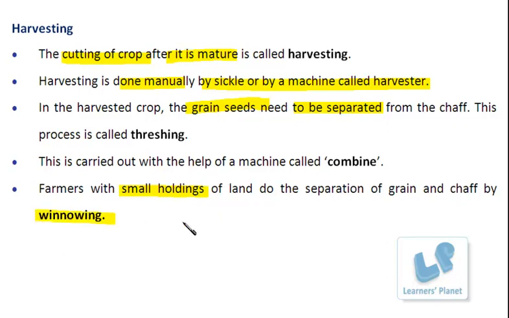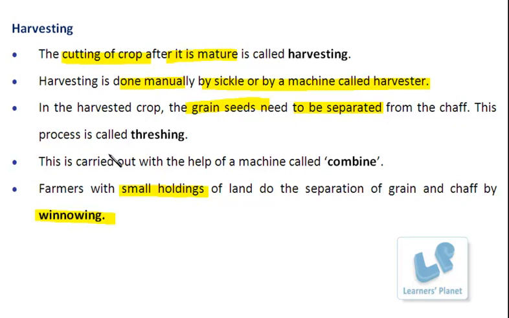In that condition, wind plays a very important role. The seeds, along with the chaff, are allowed to fall from a particular height, and as they fall, due to the wind, the chaff is separated and collected at a longer distance, and at the particular site the seeds are separated. So this process is known as winnowing.